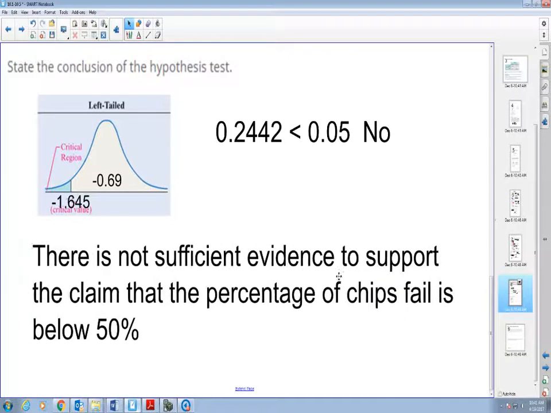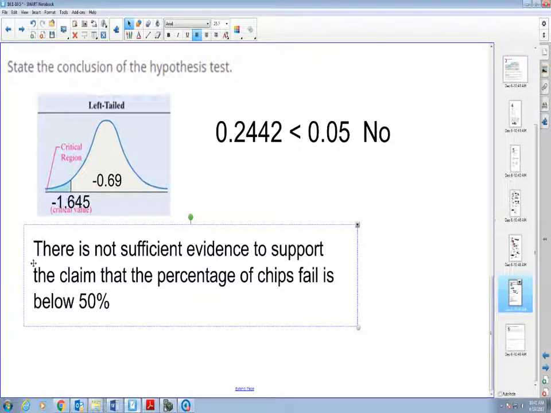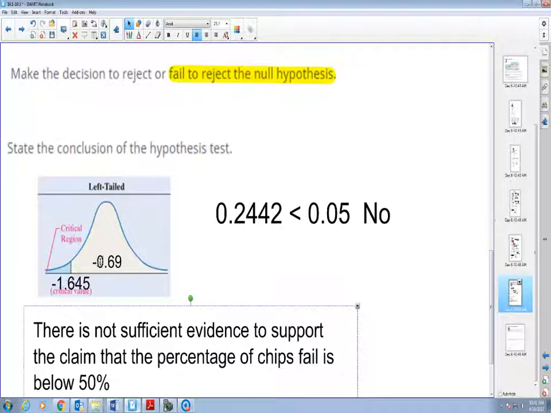I think this part you will actually see is a multiple choice part. So you will select there's not sufficient evidence. All right.